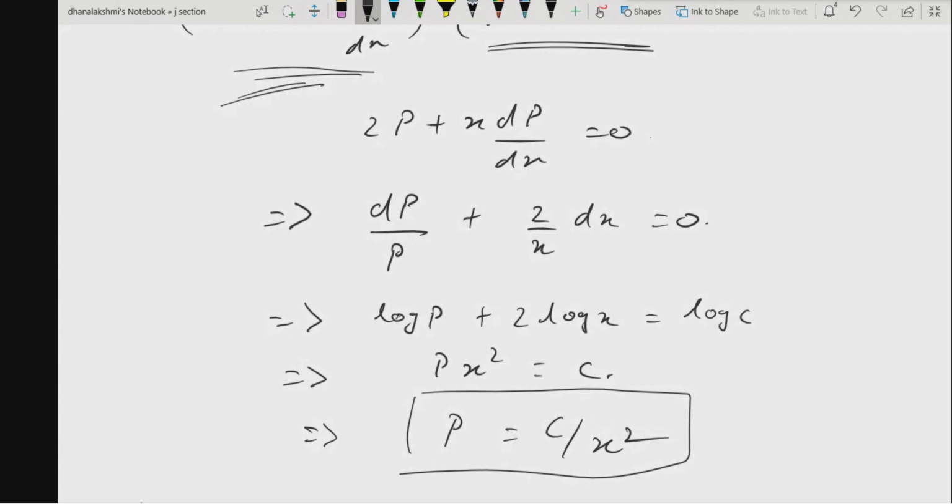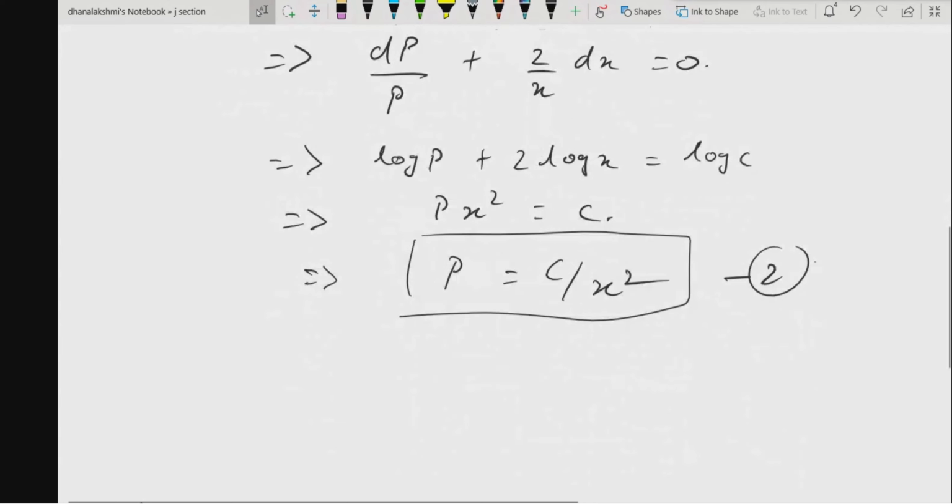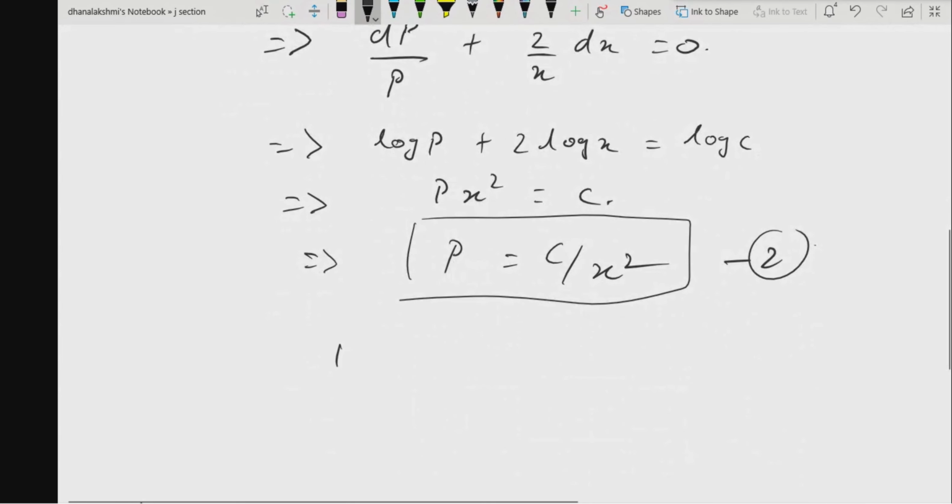As I told you, you have to eliminate p from this relation. Suppose this is 2. From this and the given relation, what is the given relation? y is equal to... So what we will do is put 2 in 1, that is, we will substitute the p value in 1.